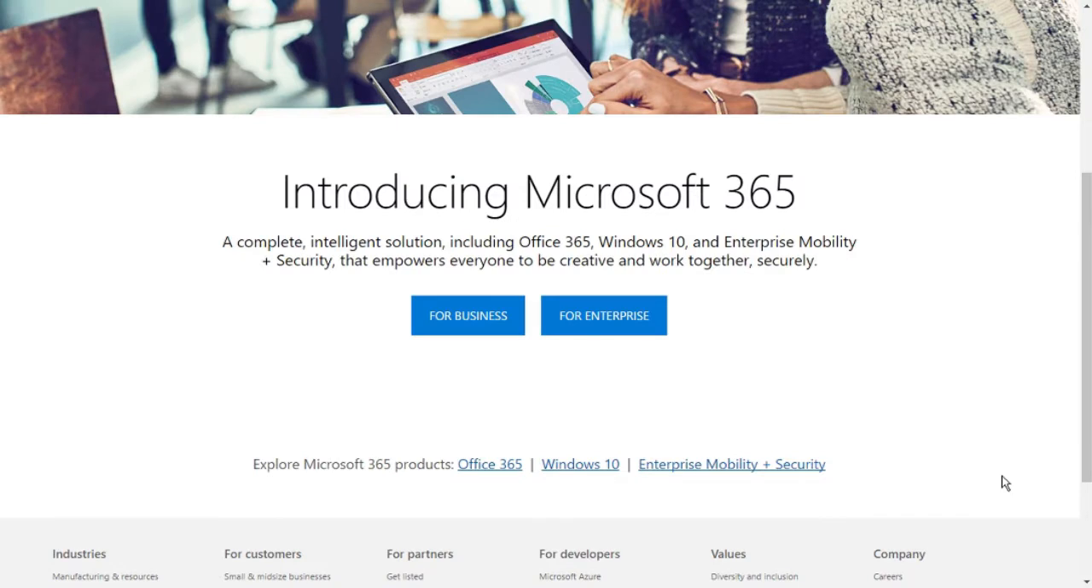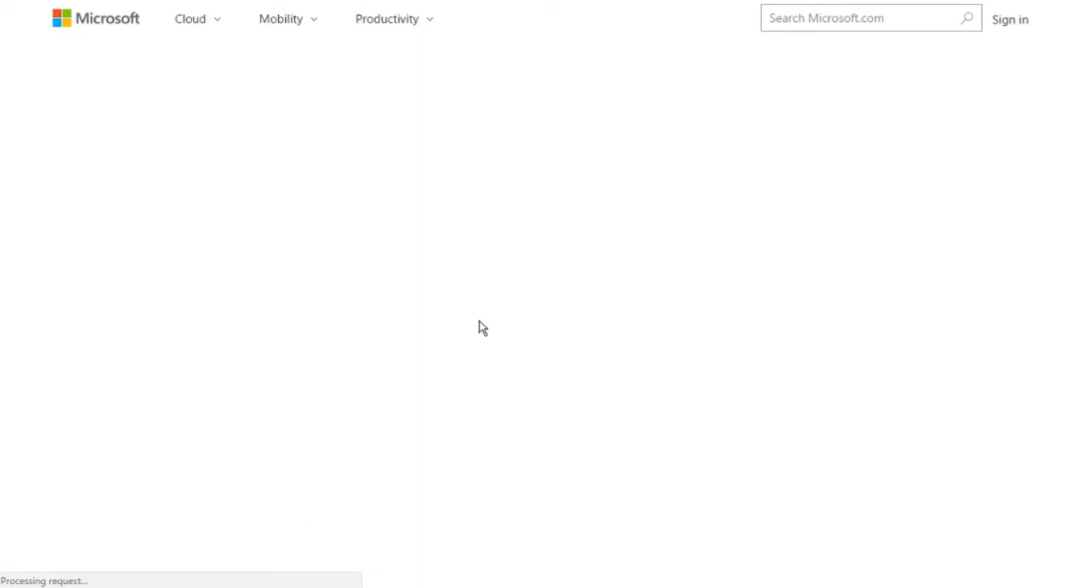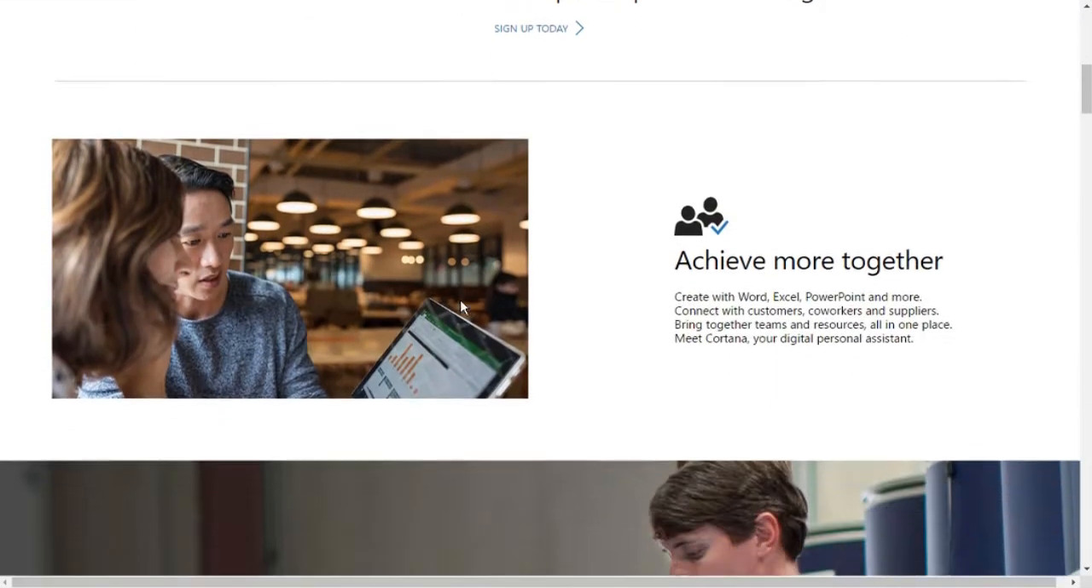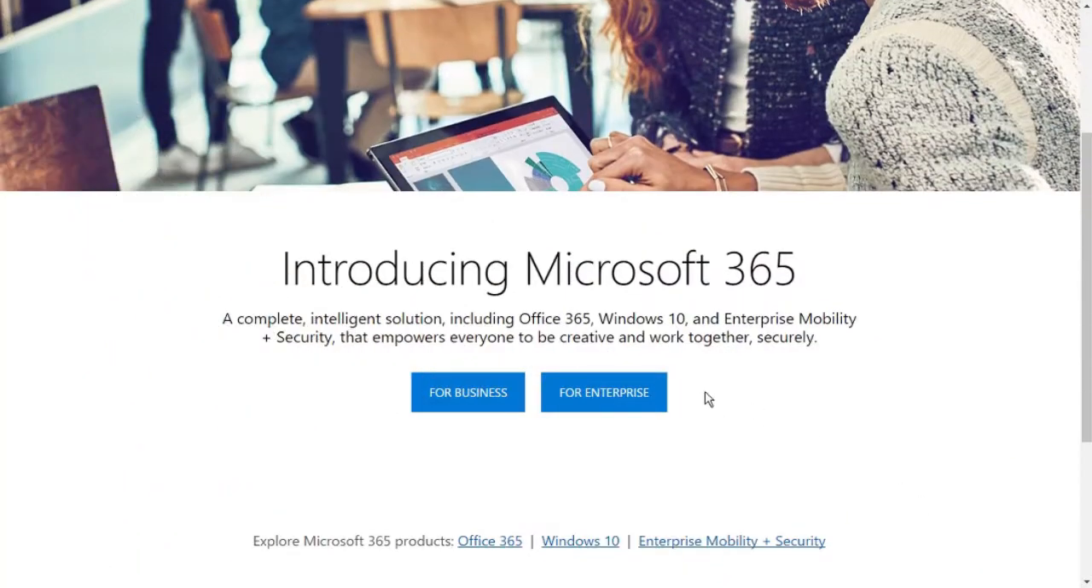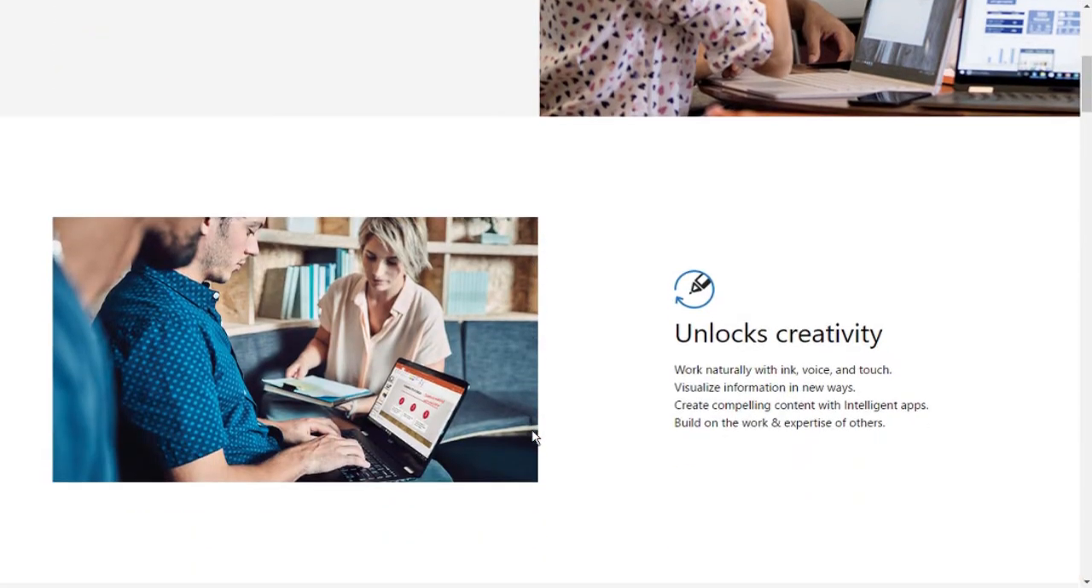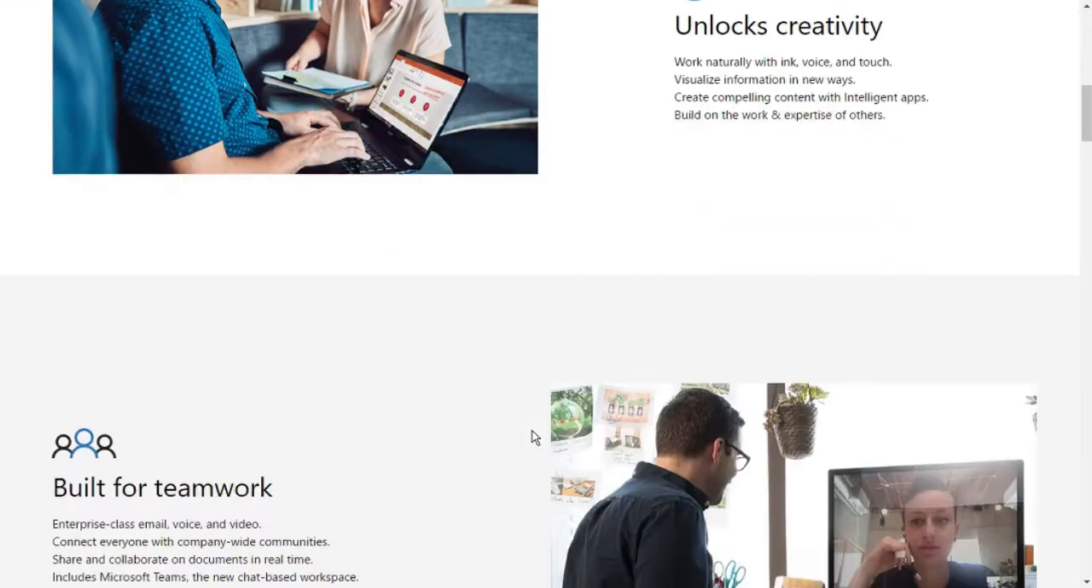There are two versions of Microsoft 365. The first one is Microsoft 365 Business, which is tailored for small to medium-sized companies, and it will come with Windows 10 Pro, Office 365 Business Premium, and Microsoft's enterprise mobility and security features. And the other one is Microsoft 365 Enterprise, which is for larger organizations. And it includes Office 365 Enterprise, Windows 10 Enterprise, and Microsoft's enterprise mobility and security features.